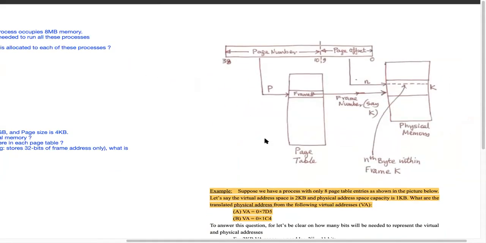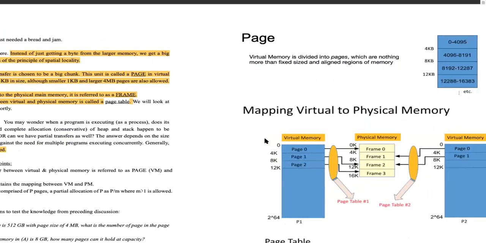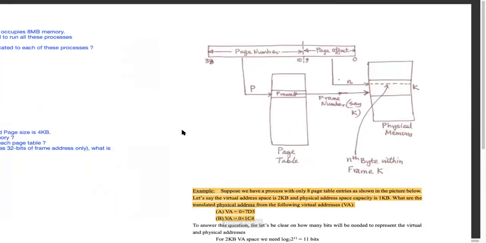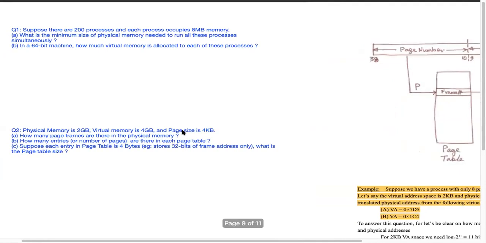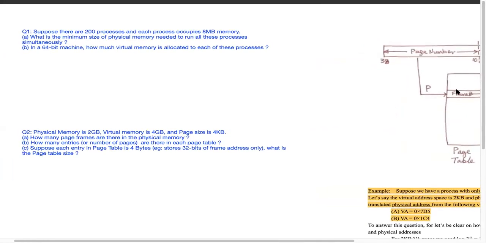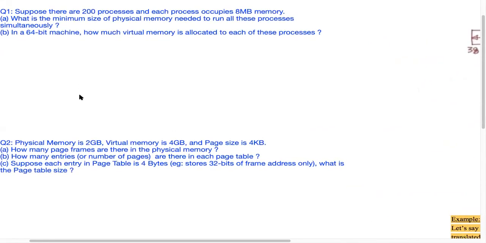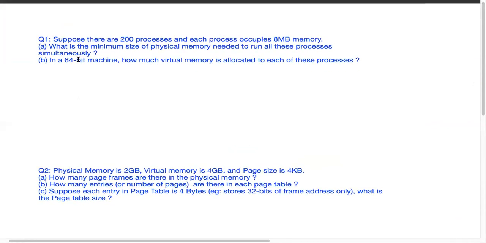We'll take some examples. So let's try to solve examples here before we start taking examples on this mapping, right? So take some time to solve this and we can discuss it after a few minutes, okay?